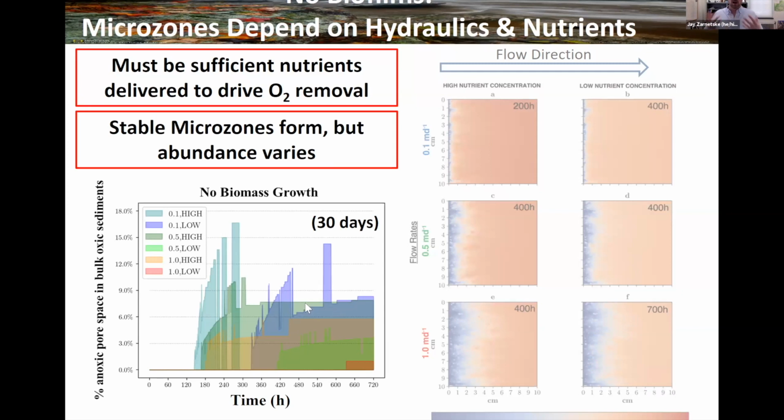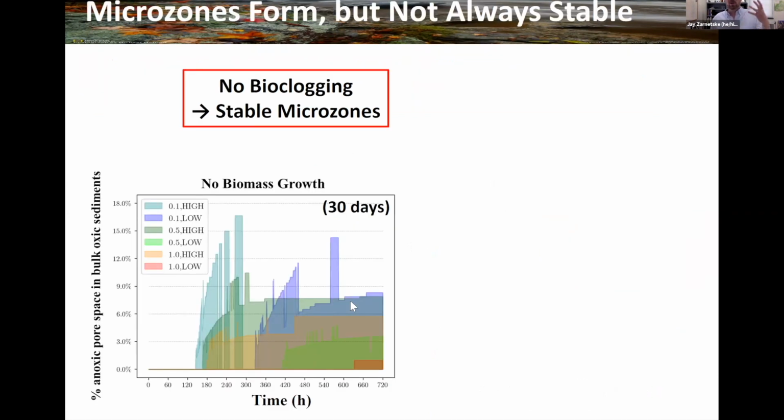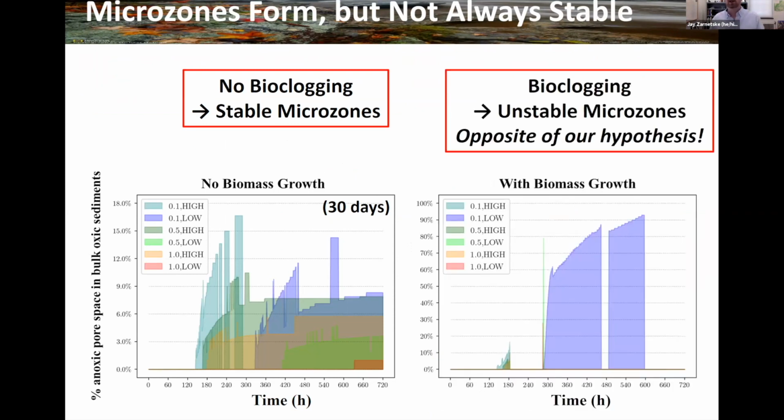We get those occurring in all of our simulation conditions when we do not have any biomass growing. The story changes, though, once we put biofilms in it. We actually get a lot of change in the flow field, and we get a change in the hydraulic conductivity. It collapses in the system. And so when we don't have biomass growing in the system, we get microzones, as we've been predicting for years. But when we include the microbes in the system in a more ecologically accurate way, we get almost no microzones forming, and those that do form are not stable, okay?